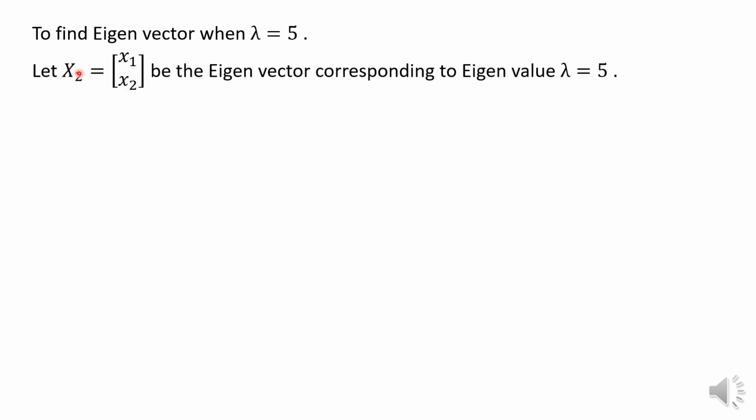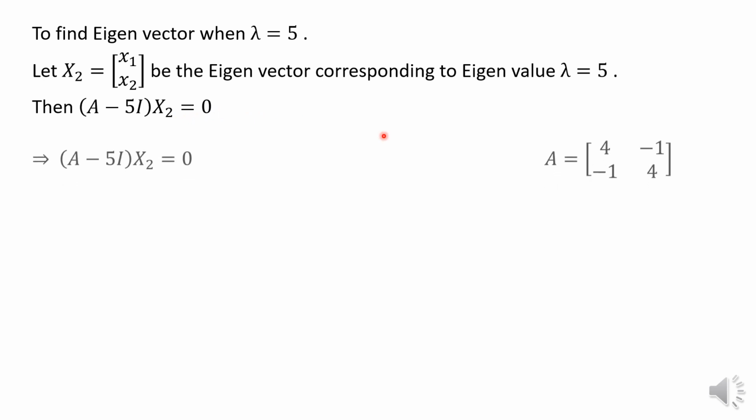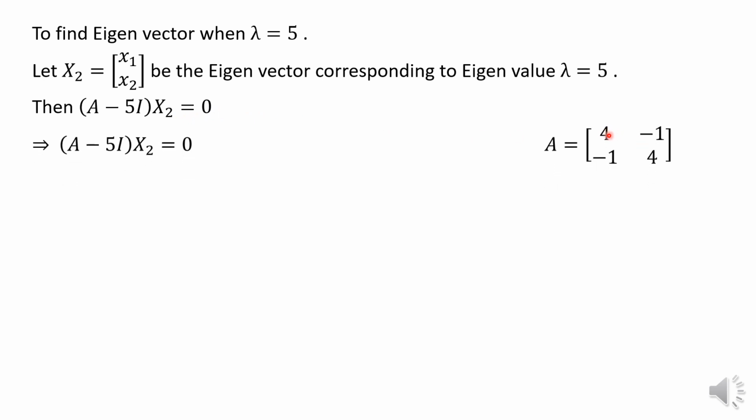Next you find the eigenvector when lambda is equal to 5. You take that eigenvector as X2, X2 = (x1, x2), the eigenvector corresponding to lambda equal to 5. Write down the equation (A minus lambda I) X2 = 0. I have avoided one step: in place of lambda I have taken 5I. So A is this matrix. Now subtract 5 from the diagonal elements: 4 minus 5, here also 4 minus 5. So I get the next step: [-1 -1; -1 -1] times (x1, x2) equal to 0.